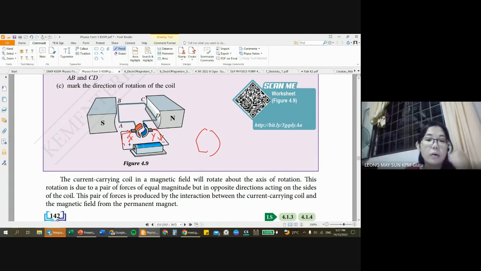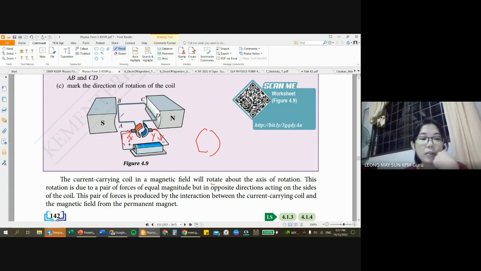Okay, so the current carrying coil, there's current carrying, so we know we're going to be using Fleming's left hand rule. When there's current carrying, there is going to be a temporary magnetic field, and it is in the middle of two permanent magnets, so there will be an interaction between the permanent magnetic field and the temporary magnetic field from the wire. So we know we're going to use Fleming's left hand rule.